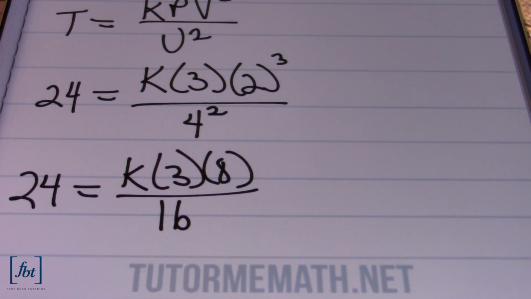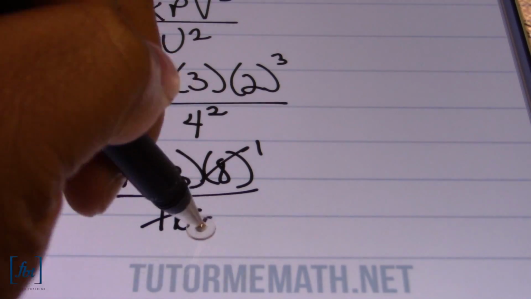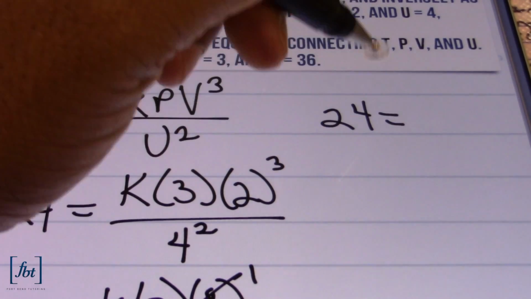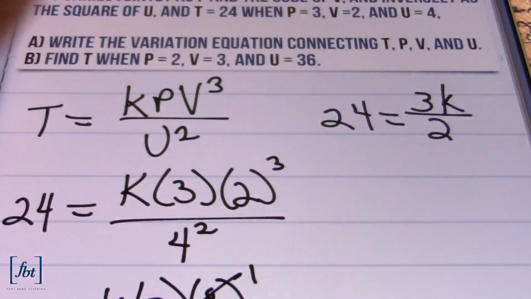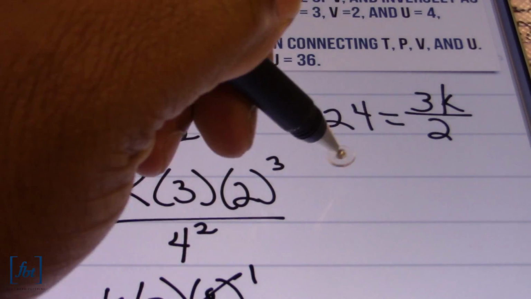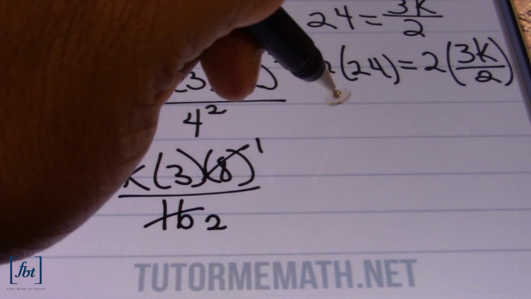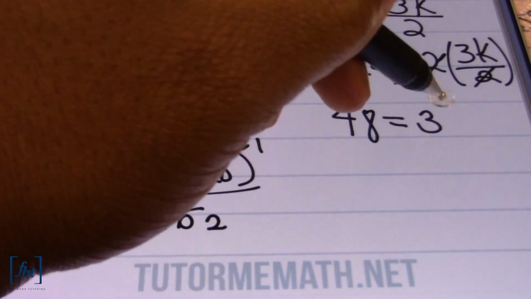I'll be simplifying my right side by 8 because 8 will go into itself once. 8 goes into 16 twice. And then I'll be able to rewrite my equation as 24 equals 3k divided by 2. All right. From here, I'll be multiplying both sides by 2 to eliminate the fraction. So I have 2 times 24 equals 2 times 3k over 2. All right. Next, 2 times 24 gives us 48. On our right side, the 2's will cancel out, and I'll bring down 3k.